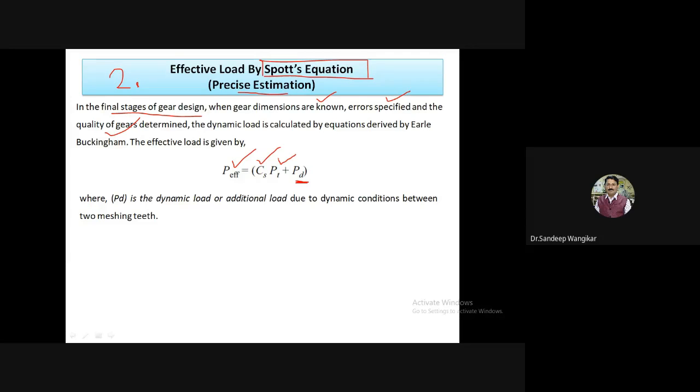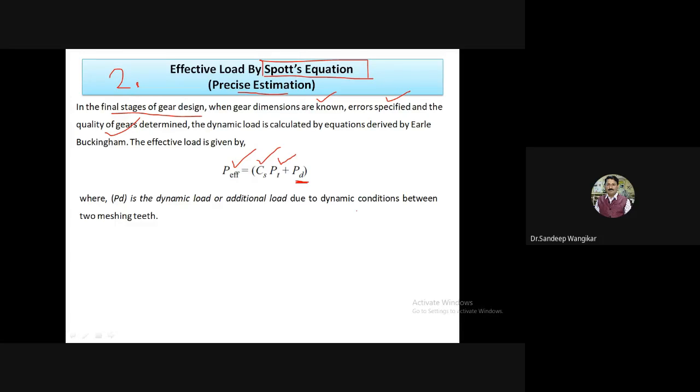When can we use the method? Once again I will repeat, the method is useful only when the gear dimensions are known. Means what? Module, face width, pitch circle diameter, tooth thickness, tooth errors, everything you can calculate. Errors are specified. What is the type of error for this particular gear? And gear quality is also determined. So if everything is known, then and only then can you proceed with this formula, for precise estimation or precise calculation of the gear tooth. So let us see how Spot's equation works.